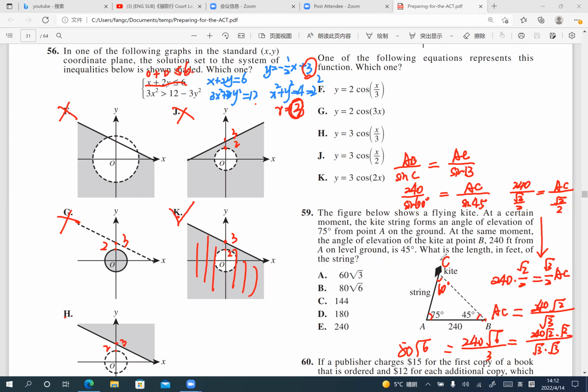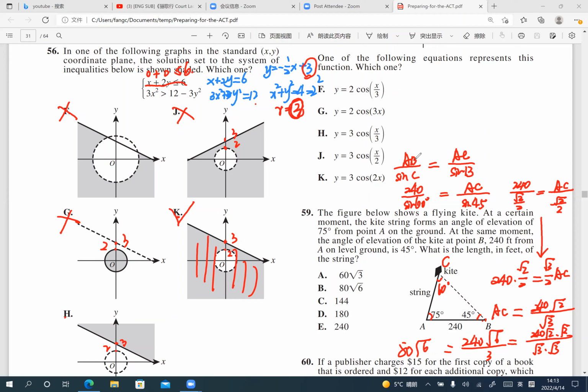So in the triangle, I use C to represent the vertex of the triangle. In triangle ABC, angle A is 75 degrees, angle B is 45 degrees, which means angle C is 180 degrees minus 75 degrees minus 45 degrees, which is equal to 60 degrees. And the question is, what is the length of the string? Now we have 3 angles. We also have one length, which is AB. We can use the sine law.